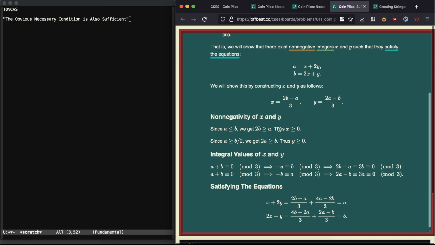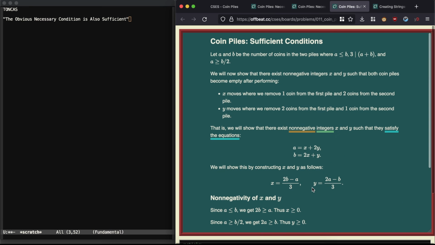But in any case, for the completeness of the proof, we'll take this x and y, plug it back into these equations, and we will see that x plus 2y will become a, and 2x plus y will become b. So it is also satisfying those equations. And that is how we have come to this conclusion that those necessary conditions are of course required for a solution to exist. And if those conditions are met, it is also guaranteed that a solution will definitely exist.